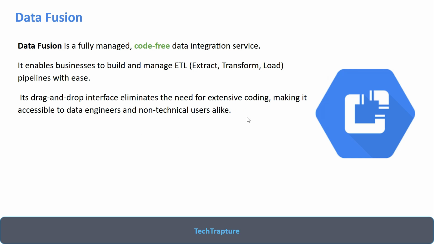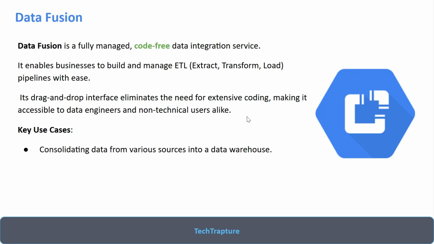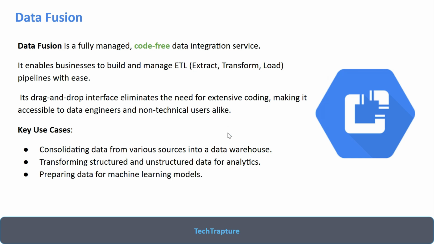Now let's see the key features and use cases. It is used for consolidating data from various sources, as it provides plugins for multiple sources within the cloud and outside the cloud as well. So you can use these plugins and connectors to connect to your data source, and you can extract data, transform that data, and load it into the data warehouse. Then Data Fusion is used for transforming structured and unstructured data for analytics. It is used for preparing data for machine learning models as well.